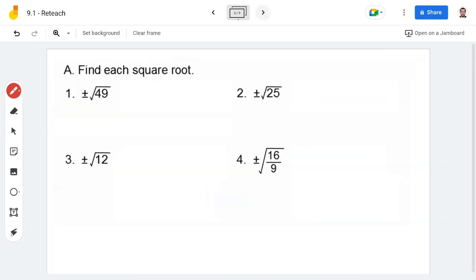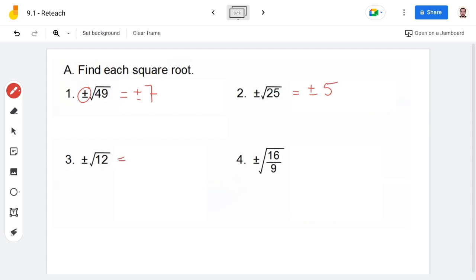Now, let's go here and find the square root of this. If you can't find the square root directly, just write the answer. As you can see here, because it's saying positive and negative, the answer is positive or negative 7. Now, what is the square root of 25? It's 5, positive or negative 5.